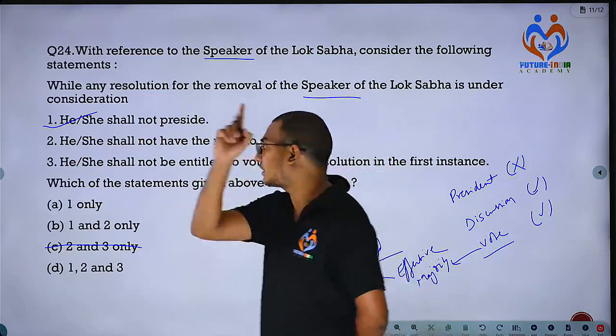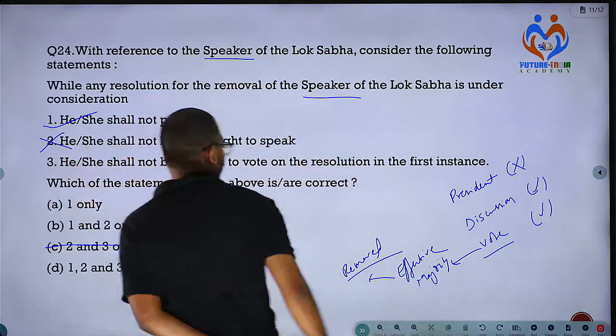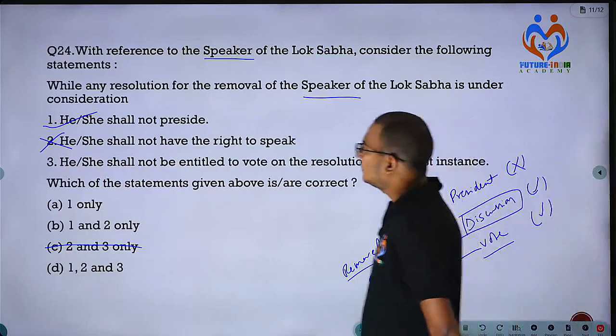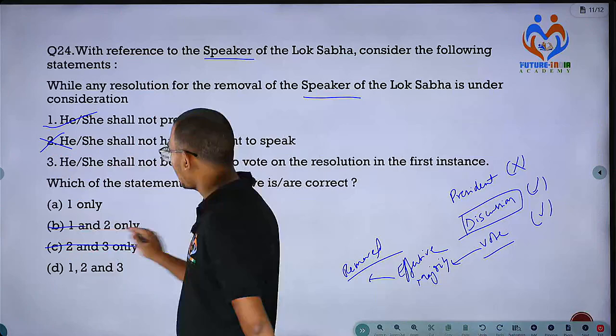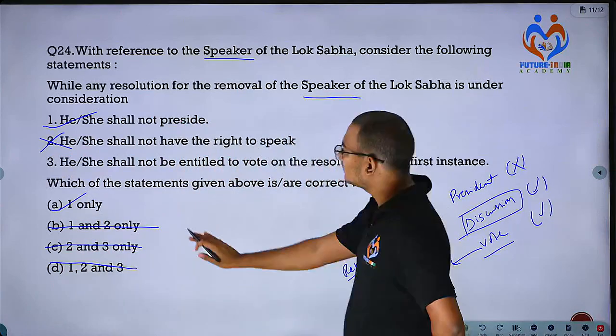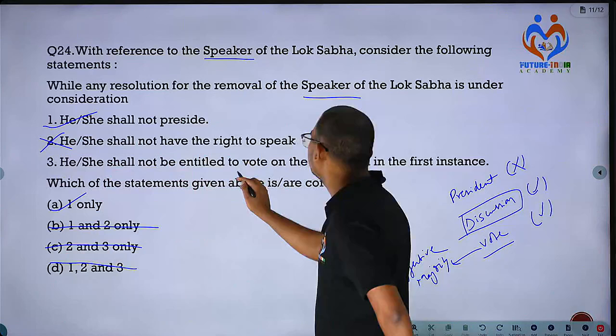He has the right to speak, guys. I have already told you he can discuss. He has the right to speak. So remove all the options which have option 2 and your answer is option 1, but still we'll see the third one as well. He or she shall not be entitled to vote.